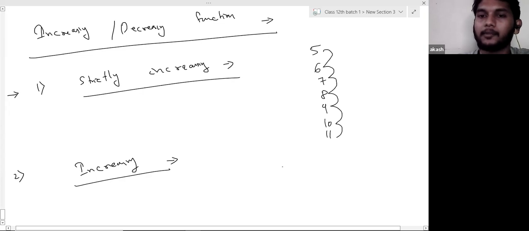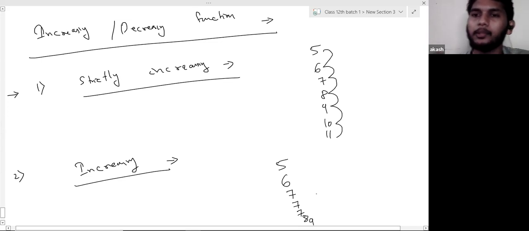But suppose I give in class first, he scored 5. In second, 6. In third, 7. In fourth also 7. In fifth also 7. Then 8. Then 9. Right. Here also the marks are increasing. But there are few incidents where they did not increase. It was constant. Then it started again increasing. Then in future it might be constant again. So this is called simply increasing. This is strictly increasing. For each point of time, the marks are increasing.